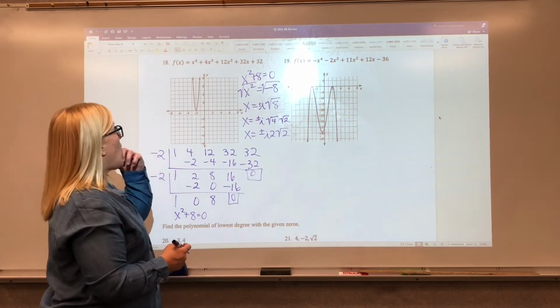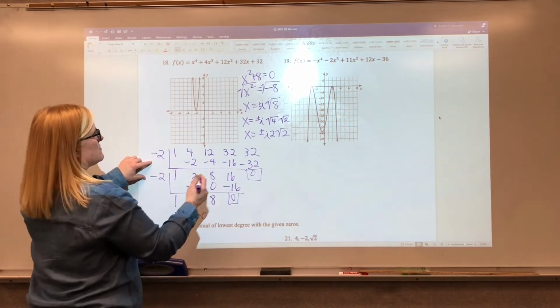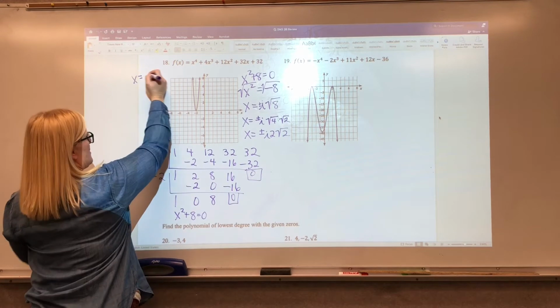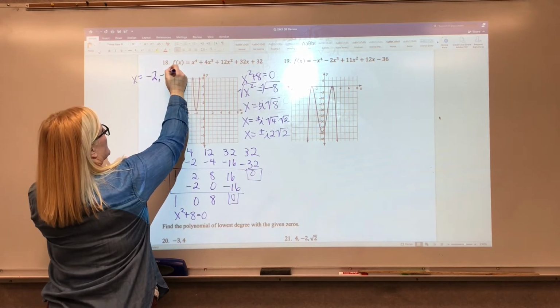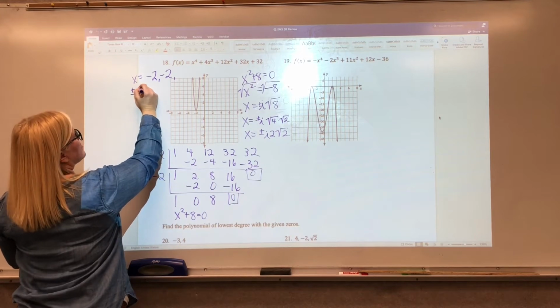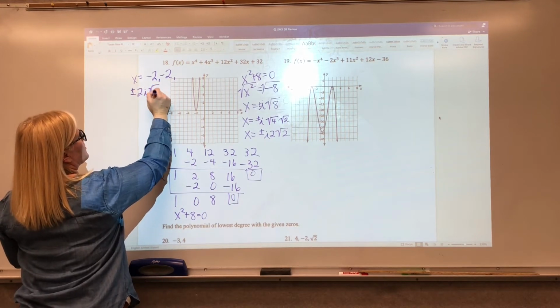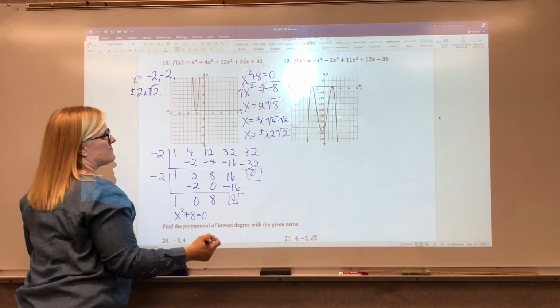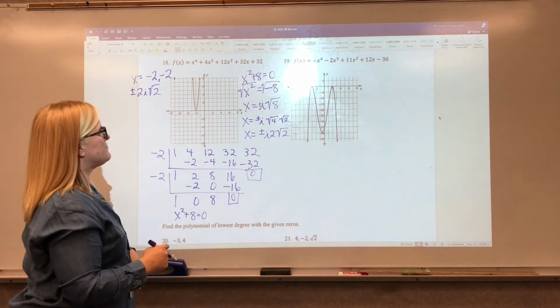Okay, so 2 of my answers. My x is -2, -2, and plus or minus 2i times the square root of 2. Or you could write it like that, whichever way.